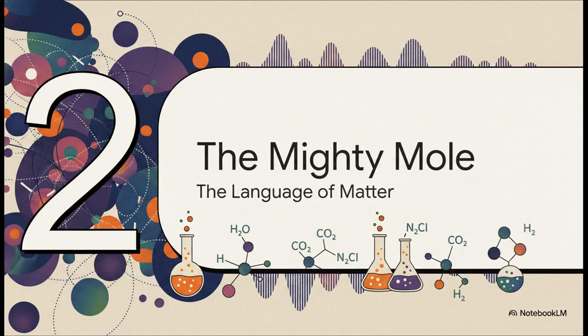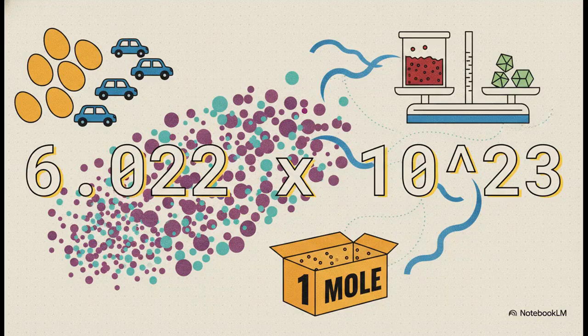Moving on to part 2, meet the mighty mole, the language of matter. Now, that chemical language relies on one absolutely massive number, 6.022 times 10 to the 23rd power, Avogadro's number. I know, it looks super intimidating, but honestly, just think about it exactly like the word dozen. When I say a dozen, you immediately know I mean 12. It could be 12 eggs, 12 cars, 12 stars, it doesn't matter.